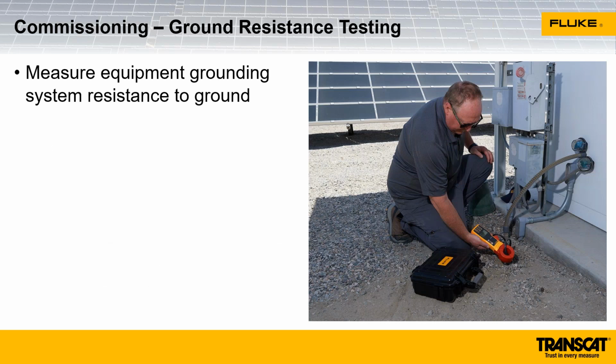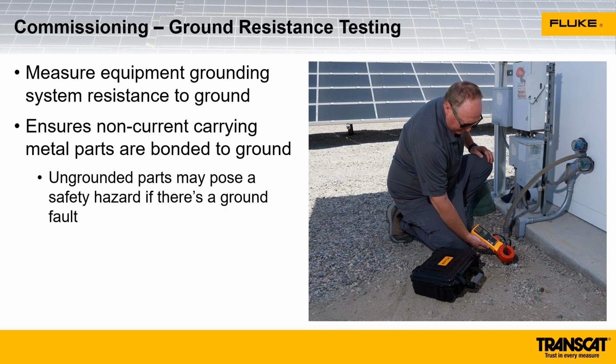Okay, now that we are continuing through commissioning, we're going to do some ground resistance testing. This is measuring to ensure that our equipment is bonded to the ground rod. It ensures that those non-current carrying metal parts, like our module frames, our array racking, and metal conduit, are all bonded to ground. If it's not bonded to ground and it becomes energized, it could be a safety hazard, and it's definitely a safety hazard. So we want to make sure that those metal parts are connected to the ground.